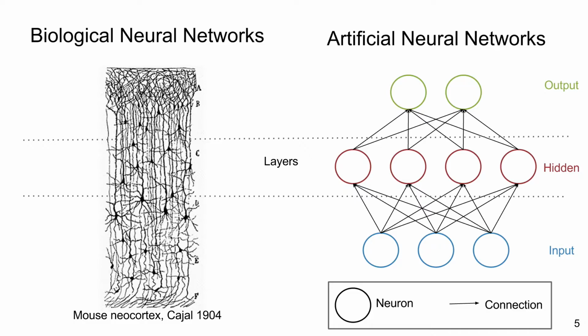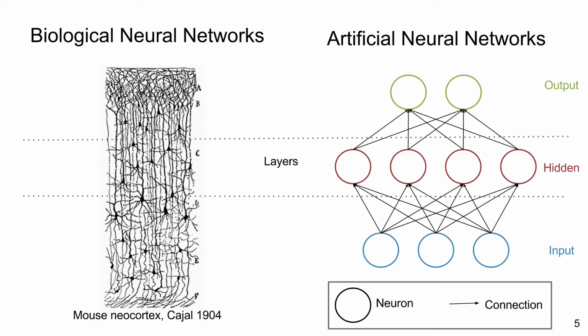In this case, the black dots in this drawing on the left, from a mouse neocortex, represent the neurons, and the lines are the dendrites and axons that connect them. As you can see, they're organized in different layers, and let's make the analogy and say these circles will be our neurons and the lines will be the connections. And you are all very familiar with this sort of model.